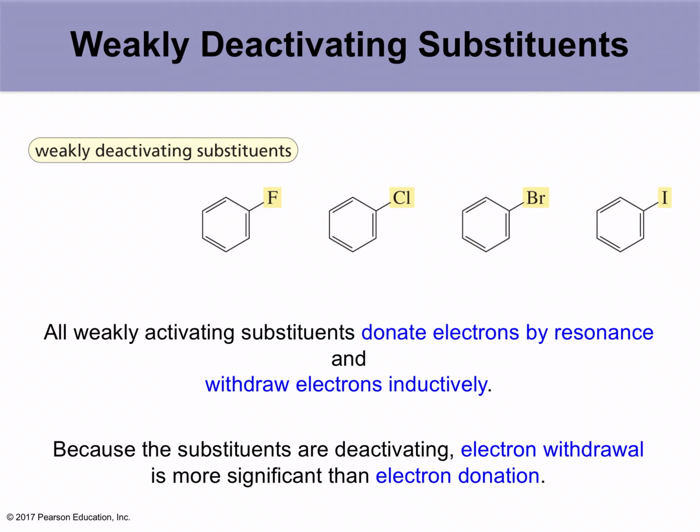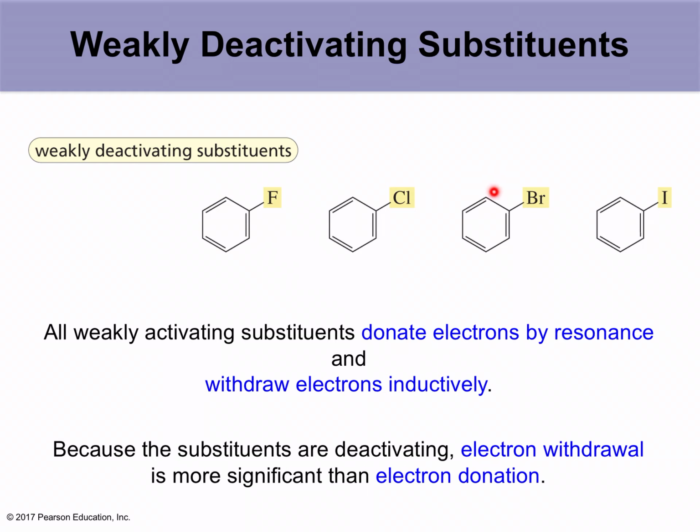And there are some compounds that are weakly deactivating. Okay, weakly deactivating substituents are basically halobenzenes, when the benzenes are attached to halogens: fluorobenzene, chloro, bromo, and iodobenzenes. Remember, they also have lone pairs on them. All weakly deactivating substituents donate electrons by resonance and withdraw electrons inductively.